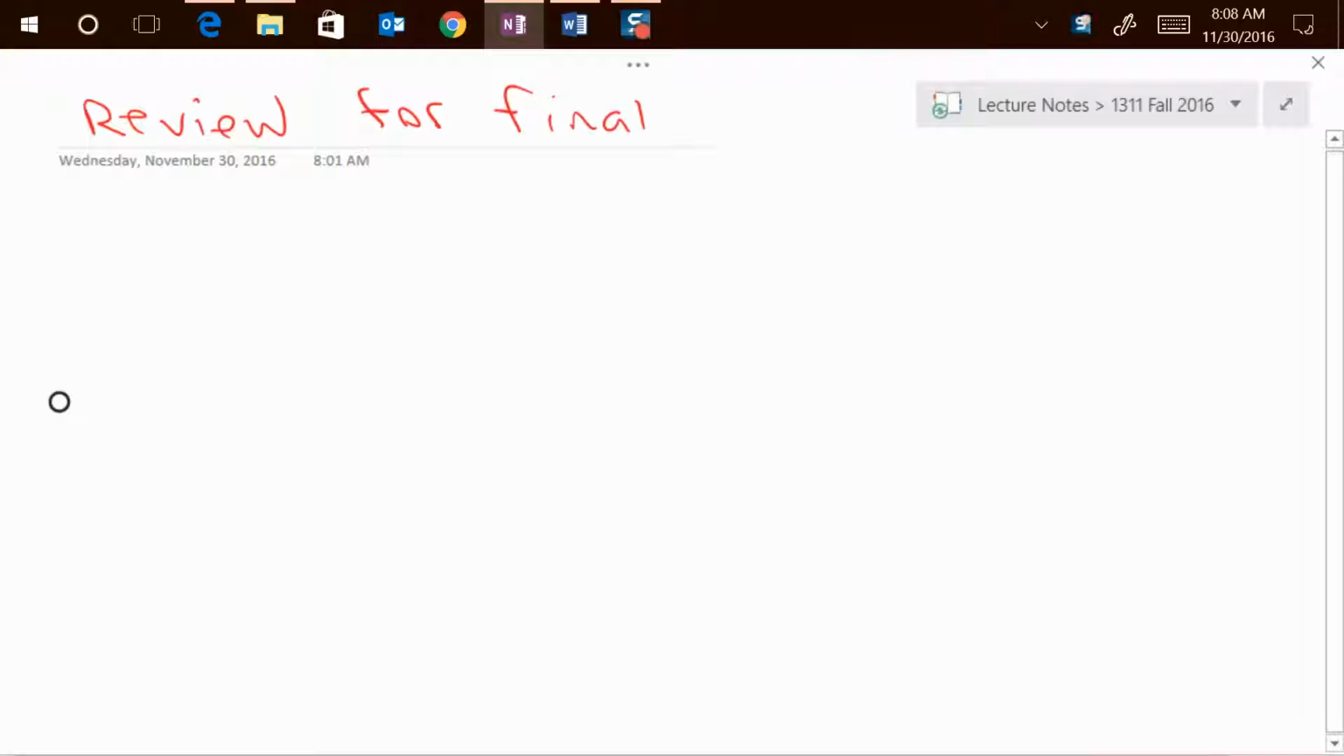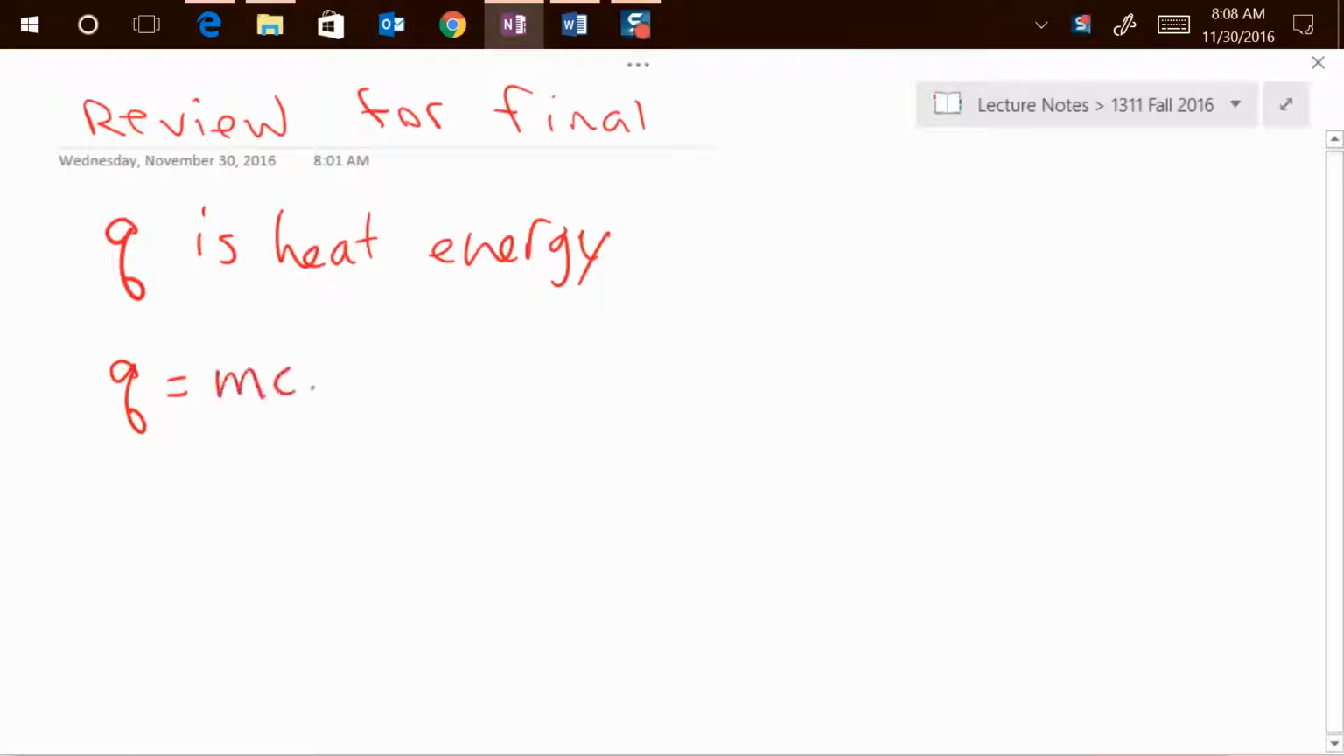Okay, so we've been learning about energy in Chapter 5 and changes in energy and how that's associated with the chemical reaction. And you can do certain calculations to determine the changes in energy. So the first one would be to find Q. Q is your heat energy. All right. So the equation that you'd be given for Q is that Q equals mc delta T.